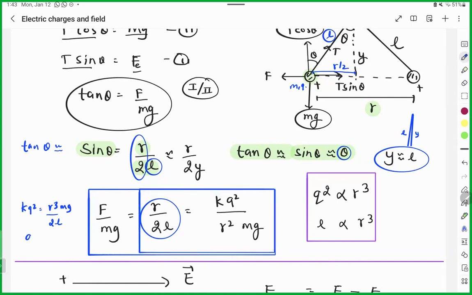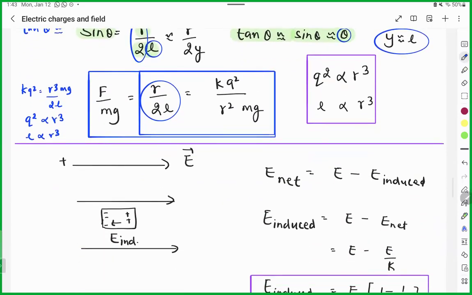So can I say q square is directly proportional to r cube, or L will be directly proportional to r cube? Make sense? Through R, you can calculate what is the impact of the force, whether it is attraction or repulsion. Any doubt?